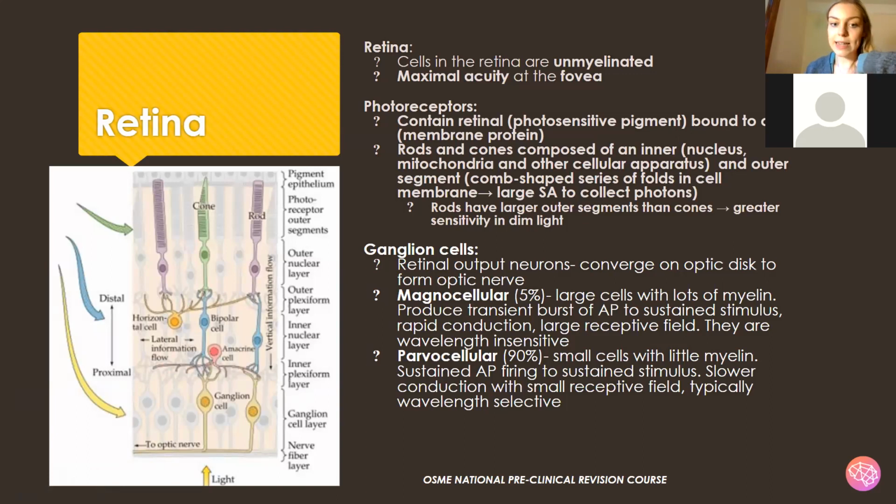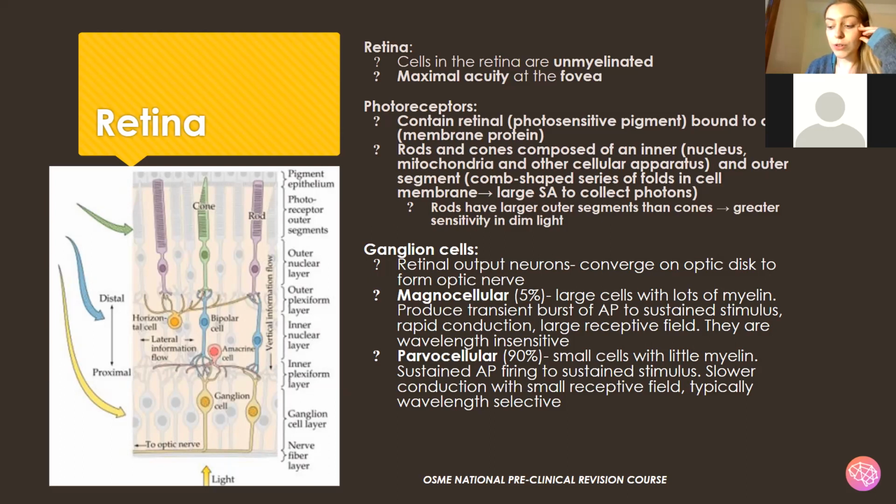And again, this bundle of fibers is unmyelinated as they're intraretinal, and as they leave the retina, they then become myelinated. And we can divide our ganglion cells into magnocellular and parvocellular. Only 5% of these are magnocellular. These are large cells, they've got lots of myelin.